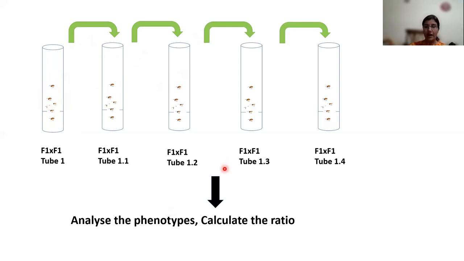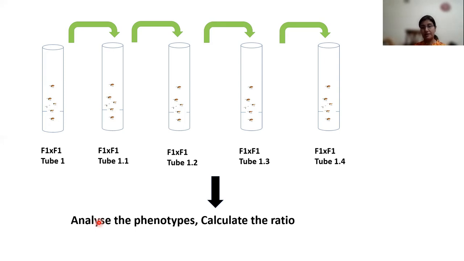Then after 5 to 7 days, the F2 generation will arrive. Now we have to analyze the F2 generation because we have to calculate the ratio and analyze whether independent assortment has occurred or not. For analyzing the ratio, we have to discard the parents. We do not want the parents to mate indefinitely, and we also do not want the parent genotypes and phenotypes to be counted within the progeny. So we discard the parents and analyze the F2 progeny for the examination of the phenotypes.